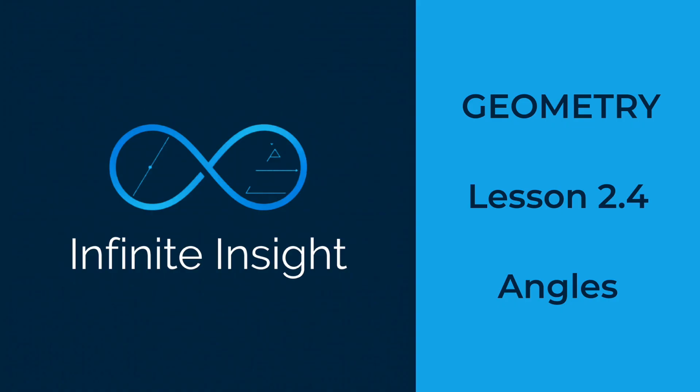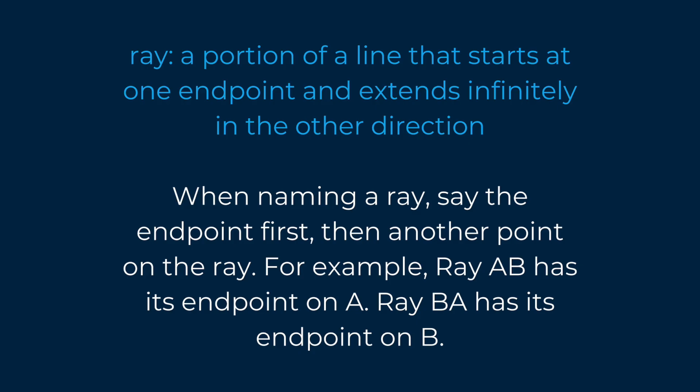Alright, let's begin. Before we talk about angles, we first have to talk about rays. A ray is a portion of a line that starts at one endpoint and extends infinitely in the other direction. Think of a line, but it stops at one point and just keeps on going in the other direction. When you're naming a ray, you have to say the endpoint first and then another point on the ray.